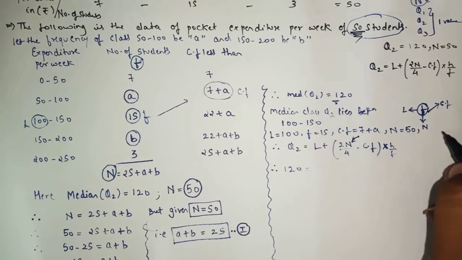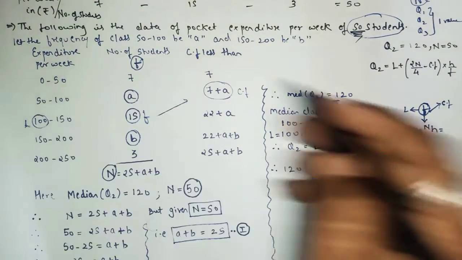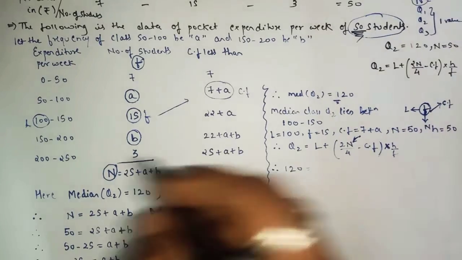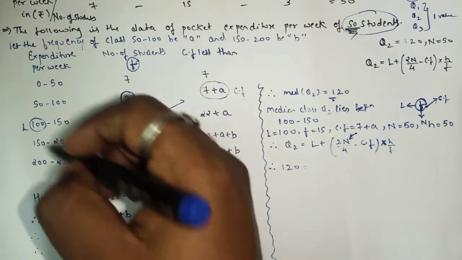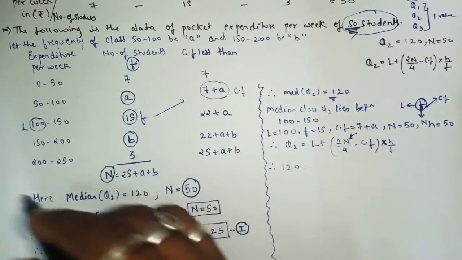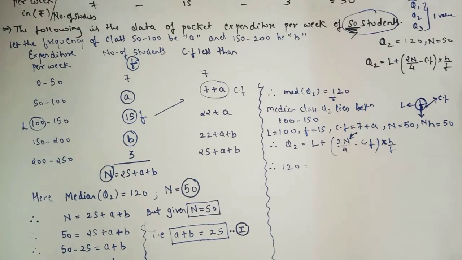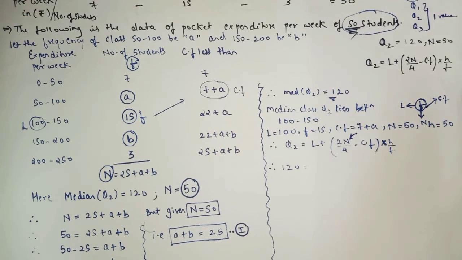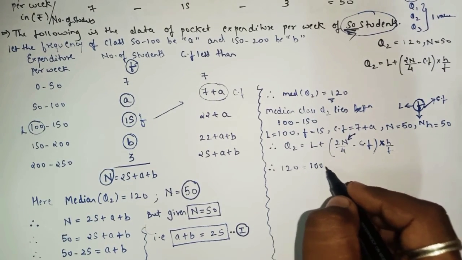And we require the value of H also. So H, clearly we can see that the difference is 50, yes or no? 250 minus 200, 200 minus 150, 250 minus 200. In every case we can see that we are getting H as 50. Okay, so now after this, simply what you have to do? Replace all the values. So Q2 is 120, L is 100.